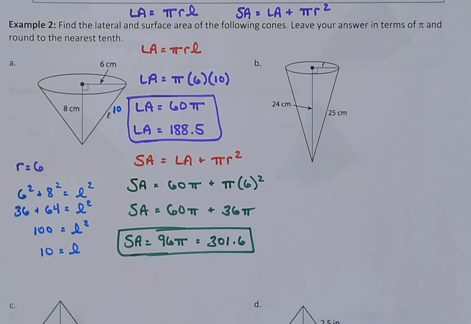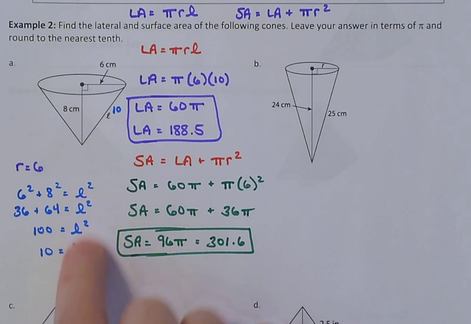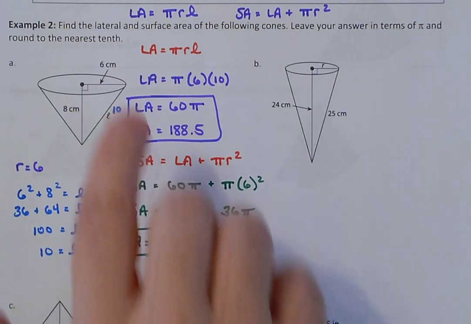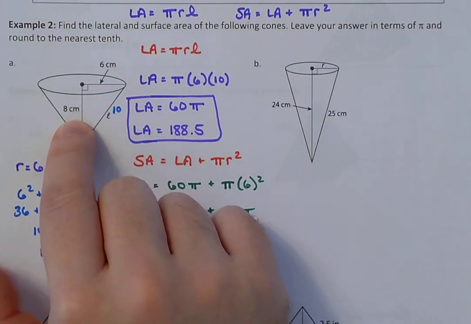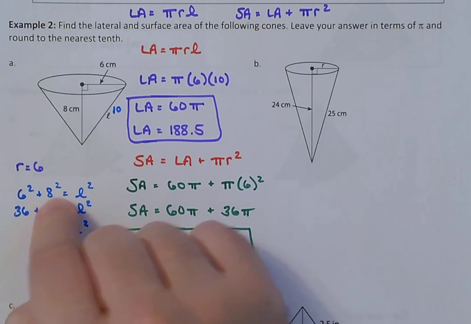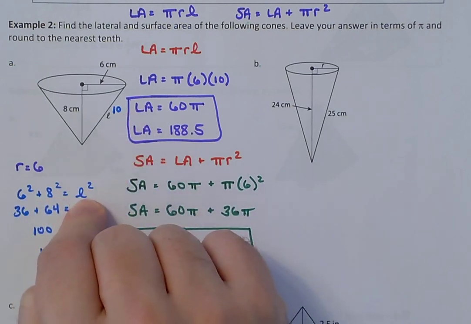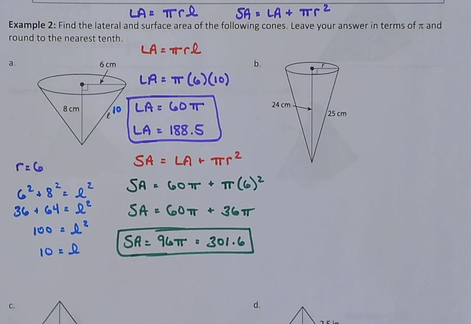Now, understand, not every problem is going to tell you your radius and your slant height. If they do not tell you one of those, you need to use the Pythagorean theorem, where your radius and the height of the cone are your a and b values, and your slant height is your c value, for a squared plus b squared equals c squared. Alright, so with that said, it's really just more examples from there on.